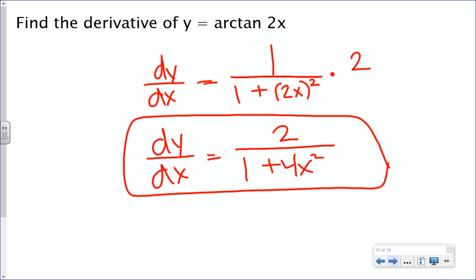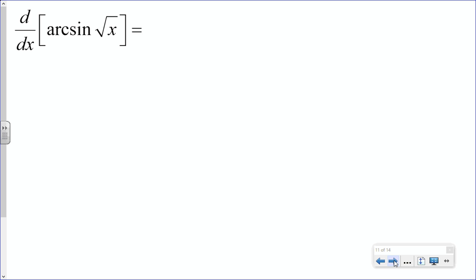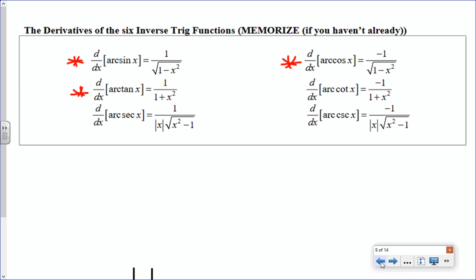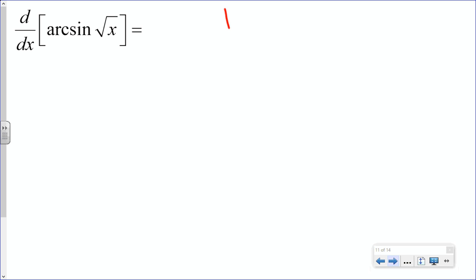Okay, let's go to example 2. It's the one underneath. They're kind of in columns, right? The arc sine of radical x. If we look at our arc sine rule for the derivative, we have 1 over radical 1 minus x squared. That's the rule we need to follow. So 1 over radical 1 minus, but instead of x squared, inside we have radical x. So we're going to put radical x squared.